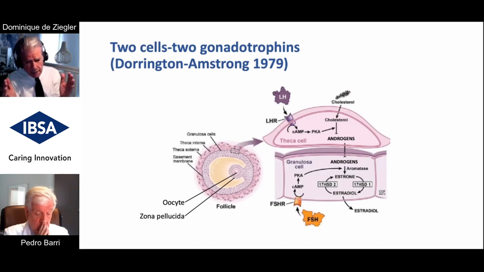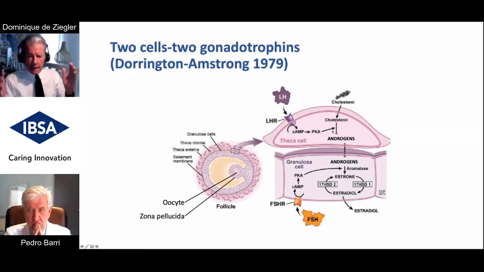This is more precisely what's going on. You have here the granulosa cells and the theca cells. Granulosa cells aromatize androgens that come from the theca cells, and LH helps the production of androgens. As I said before, if LH is missing, as in ovarian stimulation with pure FSH, then androgens are not produced in sufficient amounts and you have a backflow, with an increase in progesterone in the peripheral blood.